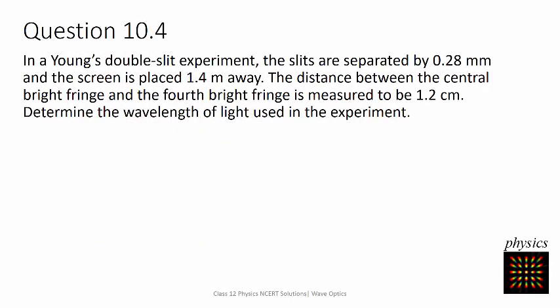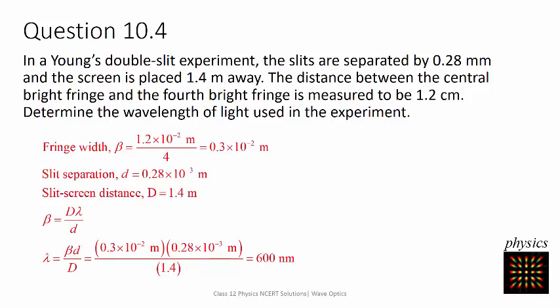Now this question is based on Young's double slit interference. The slit separation is given, slit screen distance is given, and the distance between the central bright fringe and the fourth bright fringe is also given. We need to calculate the wavelength of light used in the experiment. So the fringe width is to be calculated. Given the width of 4 fringes, you need to calculate the fringe width. So this you do.